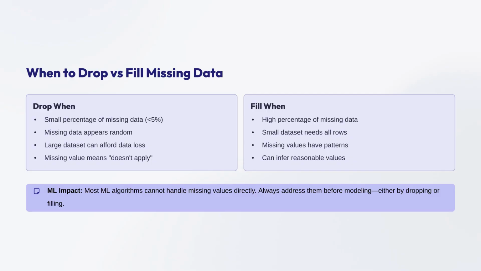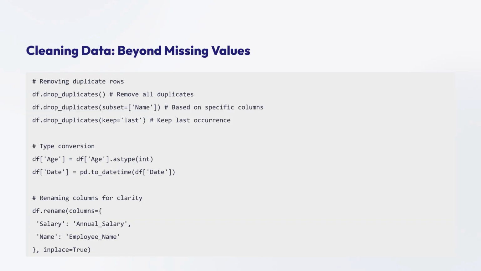Drop missing data when the percentage is small or the dataset is large enough. Fill missing data when the percentage is high, the dataset is small, or you can reasonably infer the missing values. Always address them before modeling. Beyond missing data, clean your data by removing duplicates using "drop_duplicates", converting column types using "astype", or to "datetime", and renaming columns for clarity using "rename".